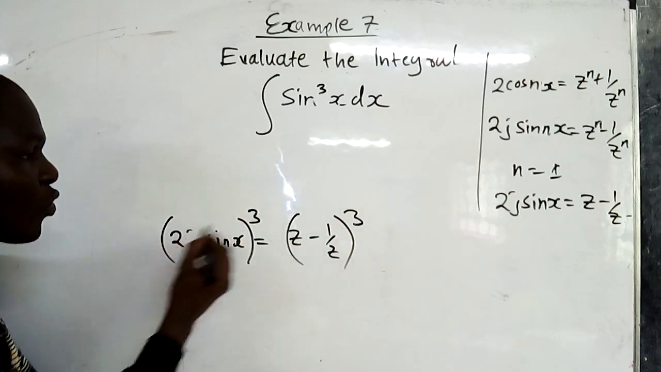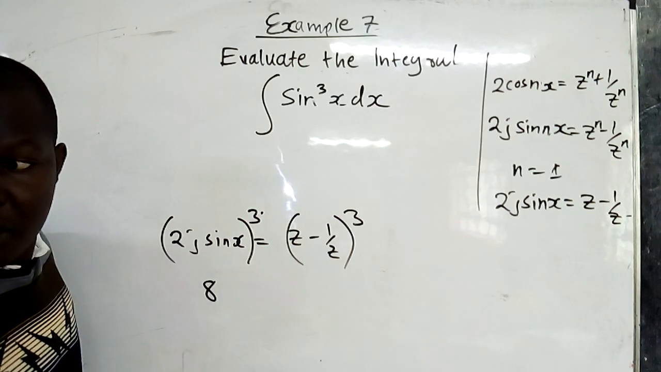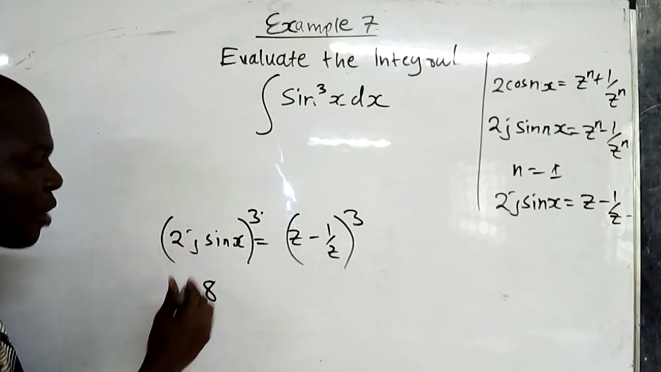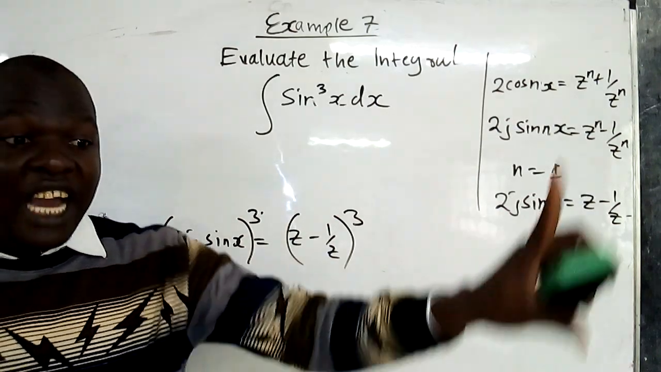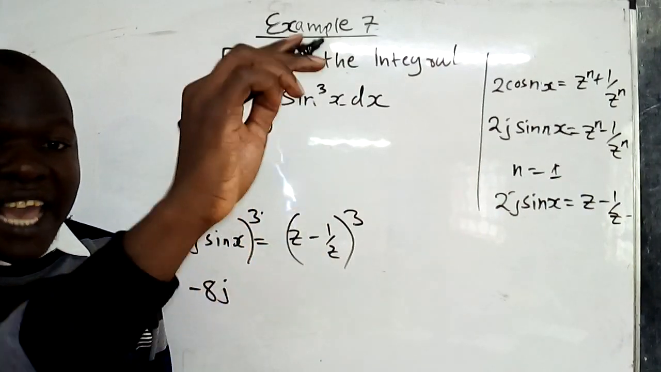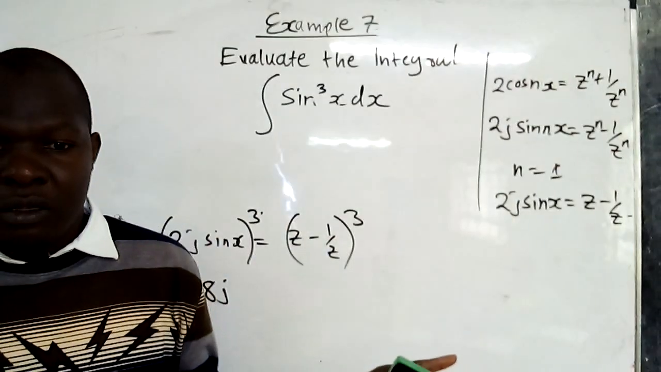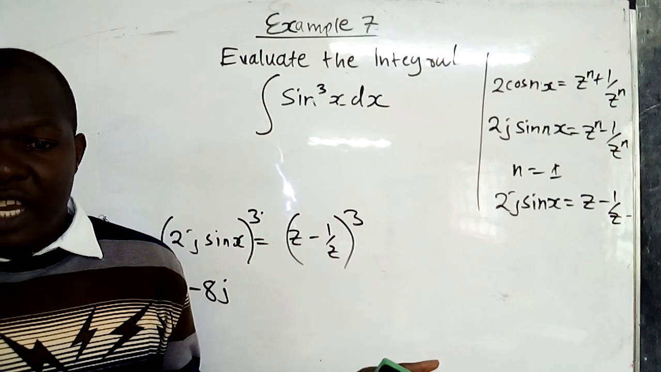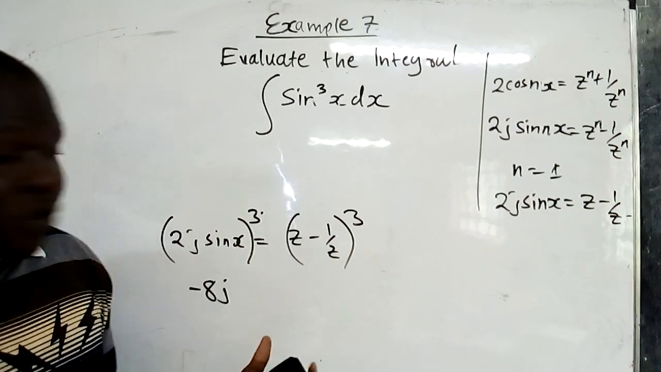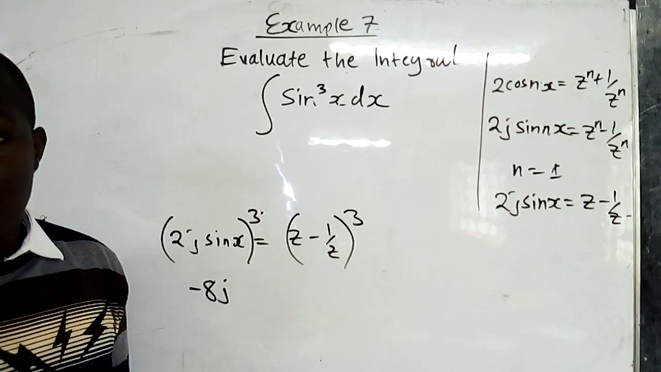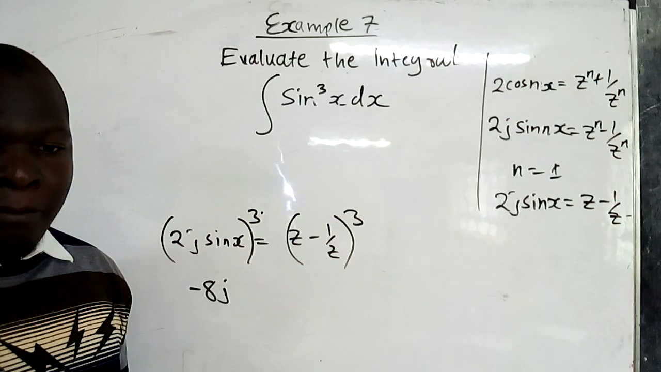So from here, 2 raised to power 3 is 8, isn't it? Then j raised to power 3 is negative j. You just use the calculator, you don't struggle. J in the calculator is i. So you just put i raised to power 3, then the calculator will give the answer after setting the calculator to complex. Set the calculator to complex, then you just put i, which is the same as j, raised to power 3, and it gives you negative j. You don't strain or struggle. Is that okay? Are we together?